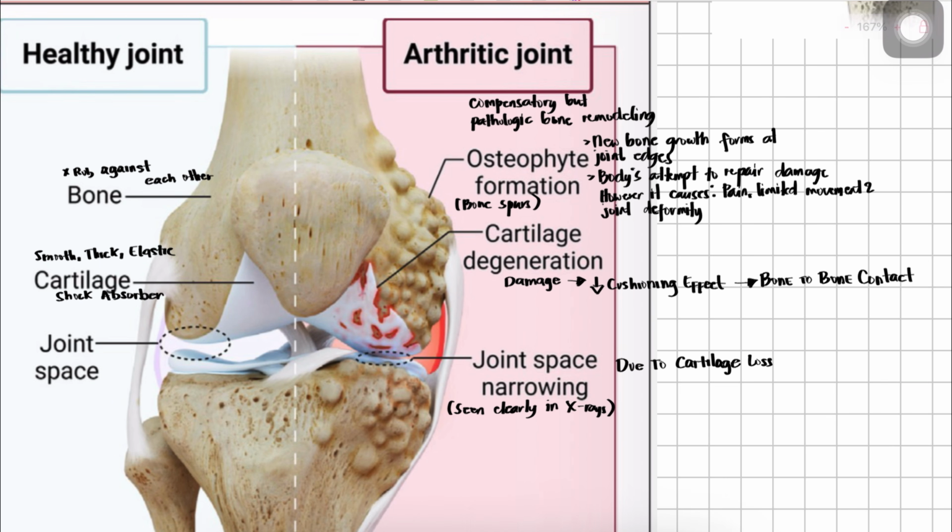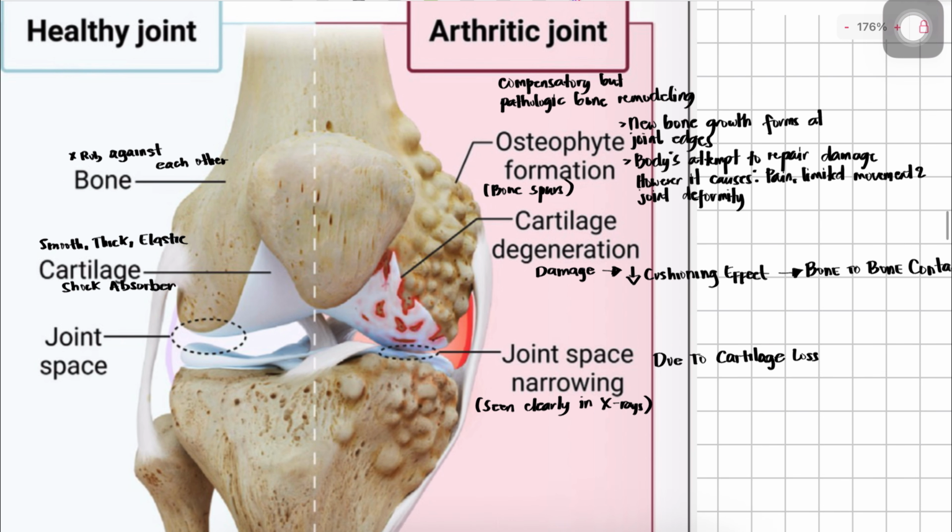What else? Ano pang nangyayari? There is joint space narrowing, as you can see in the visualization, because the cartilage is lost. The space between the bones decreases. This is called joint space narrowing, which is clearly seen in X-ray. Since there is joint space narrowing, nagkakaroon ngayon ng bone-to-bone contact, causing severe pain, limited mobility, and joint stiffness.